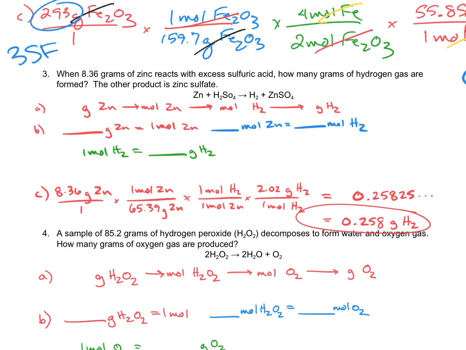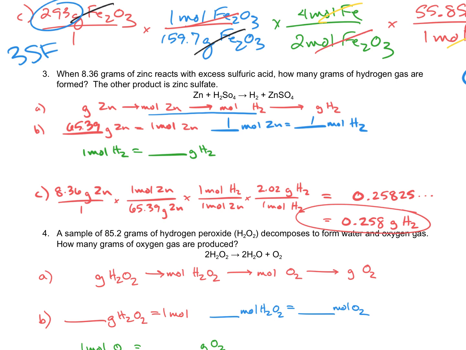If you're going from grams to moles, you just look up the number from the periodic table. So this number would be 65.39 grams of zinc. If you're going from moles of one chemical into moles of another, then you have to look at the chemical equation. Since there doesn't look like there's a number in front of the zinc, that means it's a 1. And the number in front of the hydrogen is also a 1. So the ratio of zinc to hydrogen is a 1-to-1 molar ratio.